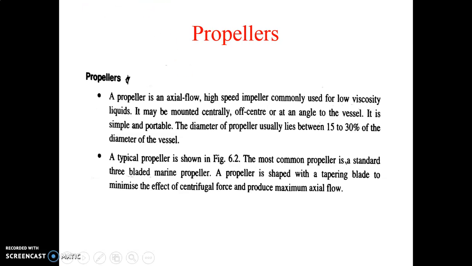The first impeller is called a propeller. The propeller is an axial flow high speed impeller, and it is used for low viscosity liquids, like water. It is simple and portable. The construction of the propeller we will discuss in the next lecture. But now you must keep in mind that propellers are simple and portable, and the diameter of the propeller is between 30 to 50% of the diameter of the vessel. So this is all about the propeller.